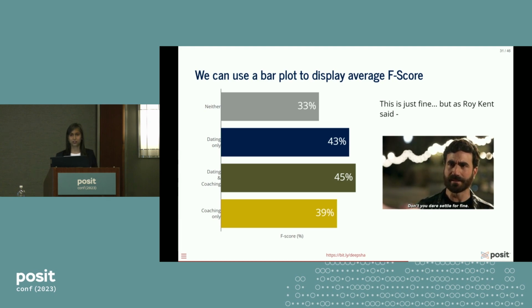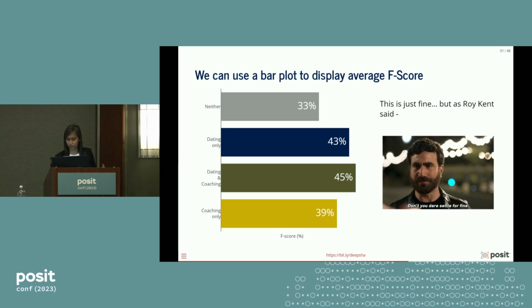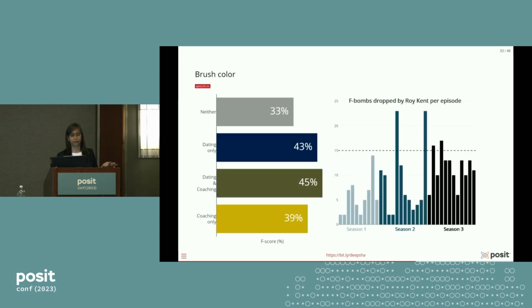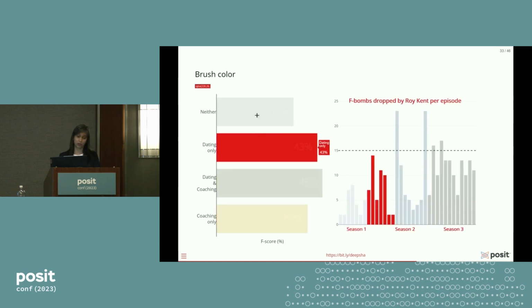And I'm wearing that T-shirt as well because I'm channeling my Roy Kent energy. So let's add additional insights to this by linking it to another plot. So on the left-hand side is the plot we just saw, and on the right-hand side, I have the F count of every single episode and every single season. So let's say I wanted to see where he was dating only, what are those episodes. So I'm able to highlight that real quick.